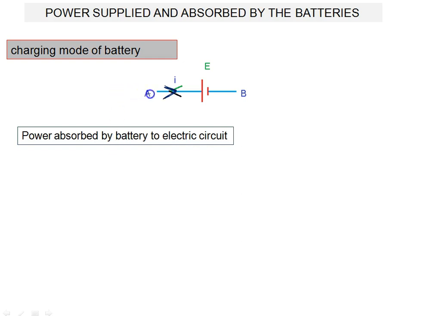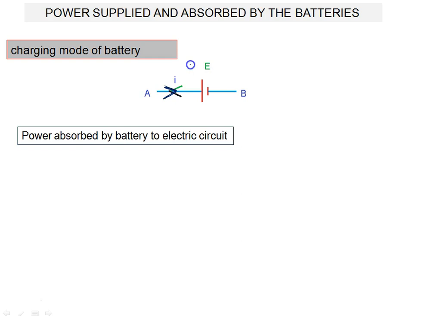So if you complete the circuit, this charging is possible when the external EMF which is applied to this battery is greater than the EMF of the battery. Otherwise the battery cannot be charged. It means if this battery has an EMF of 10 volt, we have to attach a supply which has an EMF more than 10 volt.